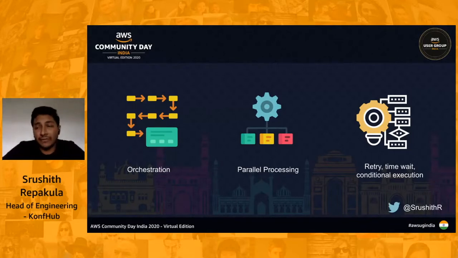And the next one, which I find very useful, is the retry, time wait, and conditional execution. Like I said, based on the response of one, execute the other, and so on. That's the conditional execution, right? And apart from that, we have retry and wait logic also built into step functions.